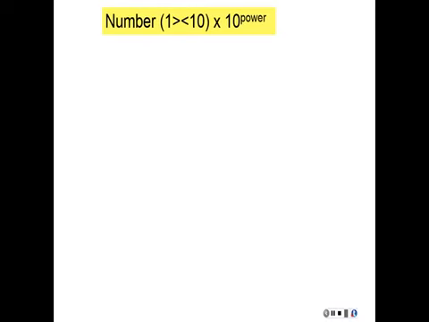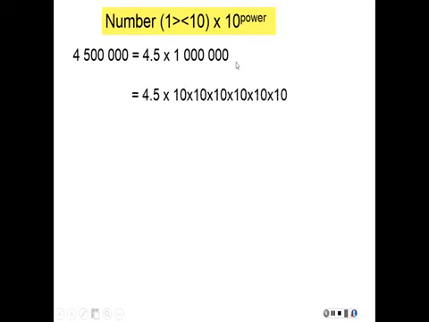Okay, so here we go again. So let me go through a couple of them with you. So we start off with 4,500,000, and I'm breaking that down into 4.5 times a million. And now I'm going to work on the million. So a million would be 10 times itself 6 times, which I can then write as 4.5 times 10 to the 6th.